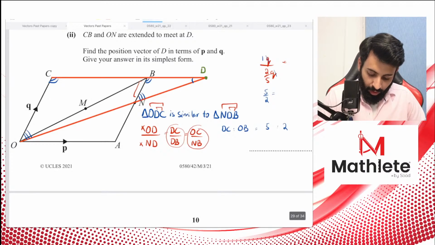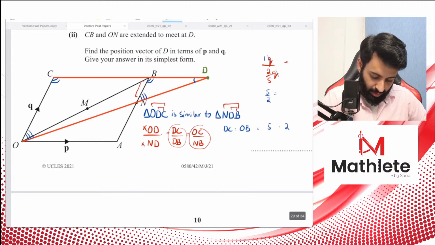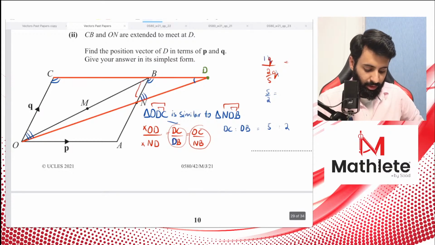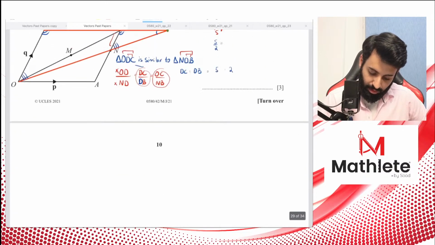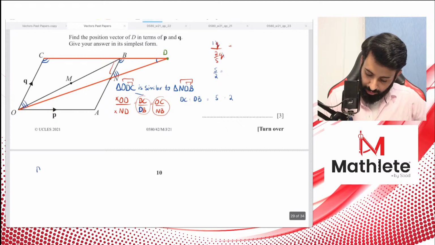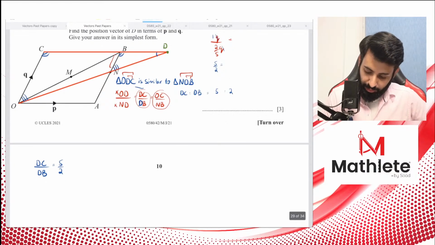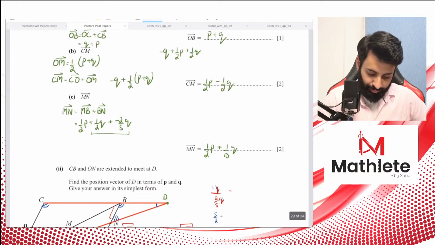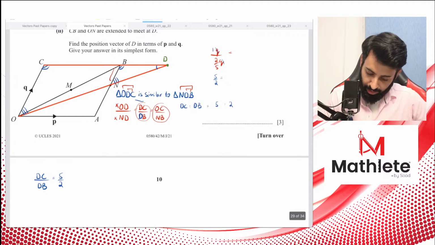Now how does this help? DC and, no, I can't read my own handwriting. It's actually DC and DB. So DC and DB are also going to be in the ratio of 5:2. Now how does this help? Let's see. I'm going to use the space that's given over here. So we know now that DC and DB are in the ratio of 5:2. From the previous parts, let's see, what do we know? DC and DB.